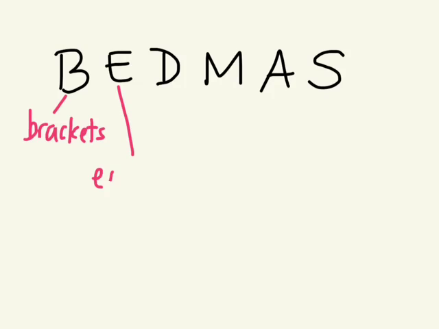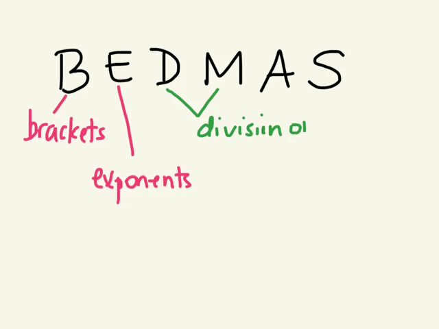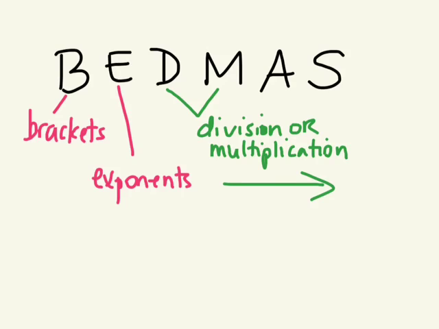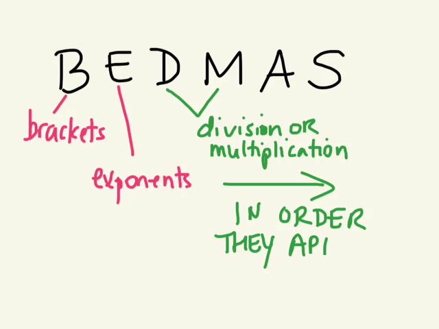Good. Exponents comes next. Division and multiplication you would perform in the order it appears. So it's division or multiplication. And how do you read the English language? From left to right. That's the same way you read math. Math is a language. We have mathematical sentences. So you perform division and multiplication in the order they appear. That's very important. You should be copying this down.